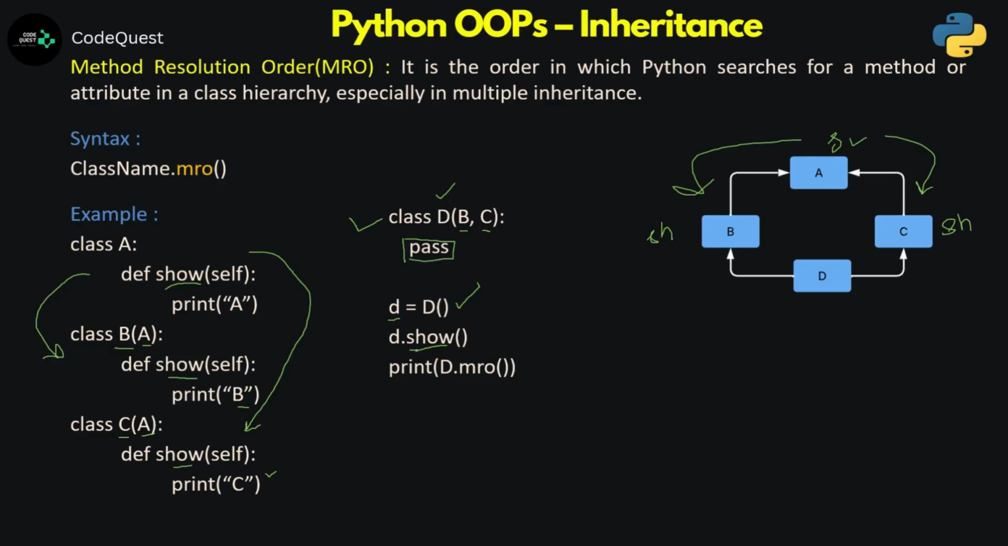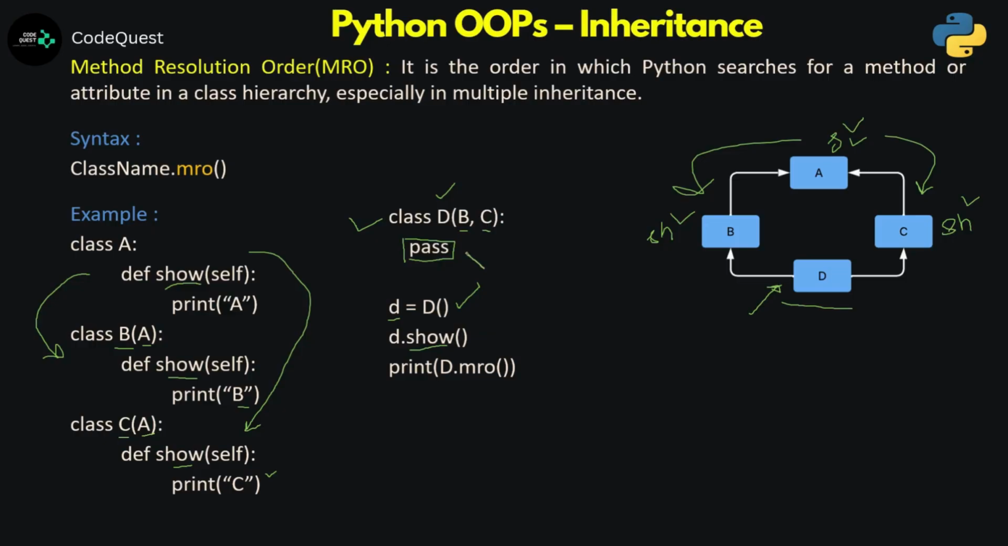So now when I'm calling the show method, what happened to D? D has a copy of this show method, this show method, as well as this show method. So three show methods are available here. But when I'm going to call the show method with the help of the object d, first it will search inside this class D.